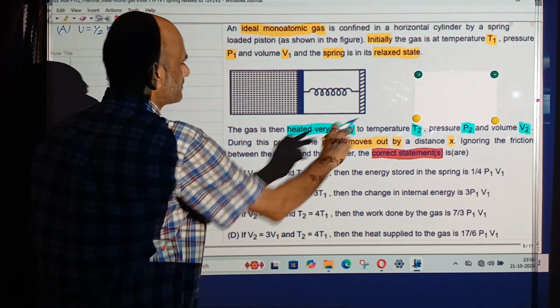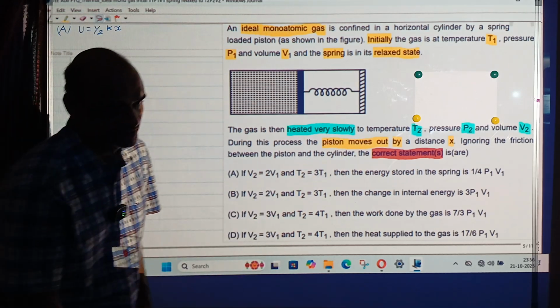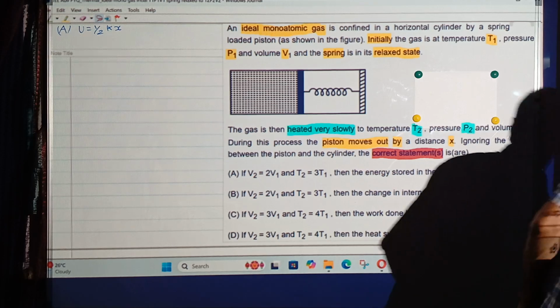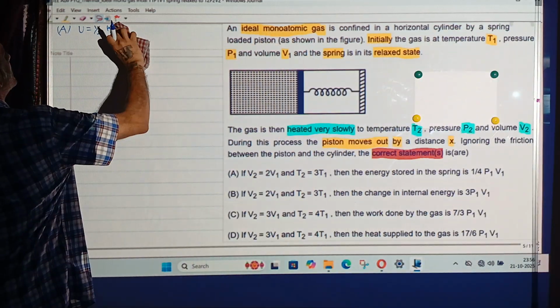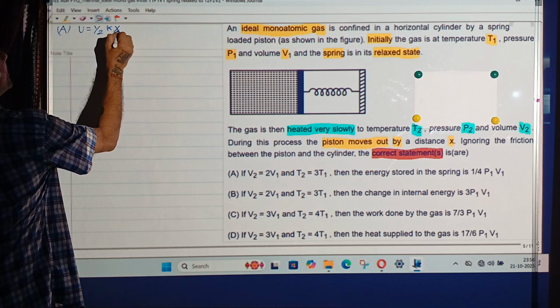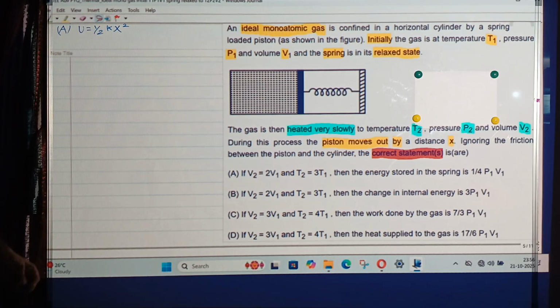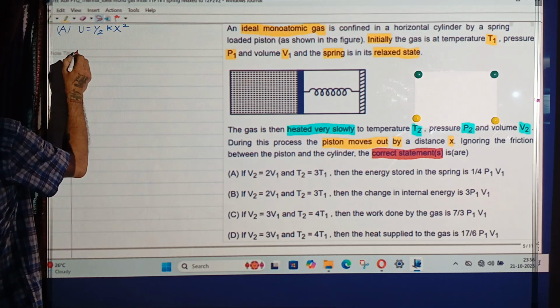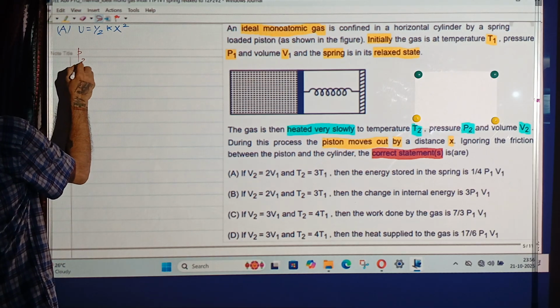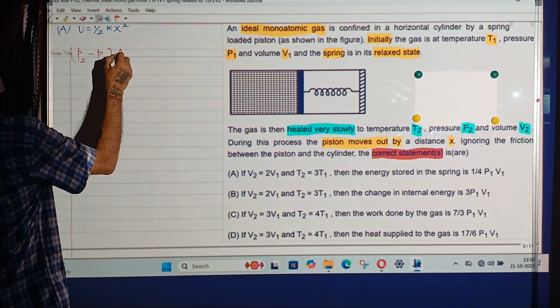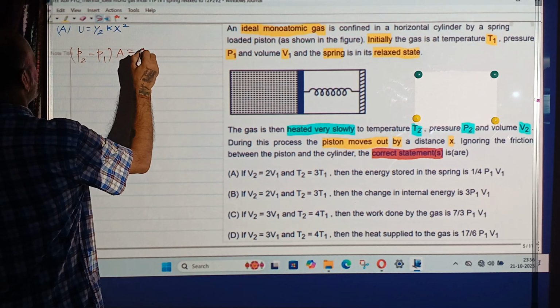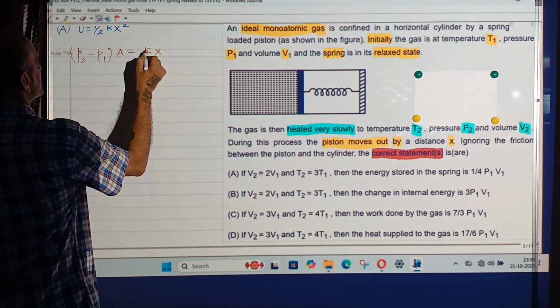X is the compression, total compression, which is represented by capital X. So the increase in pressure of the piston will create a force which is balanced by the spring force, which is K into capital X.